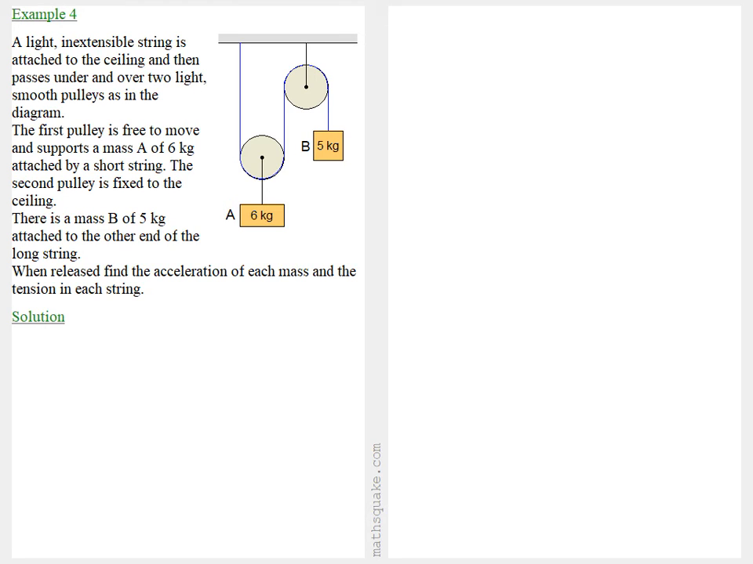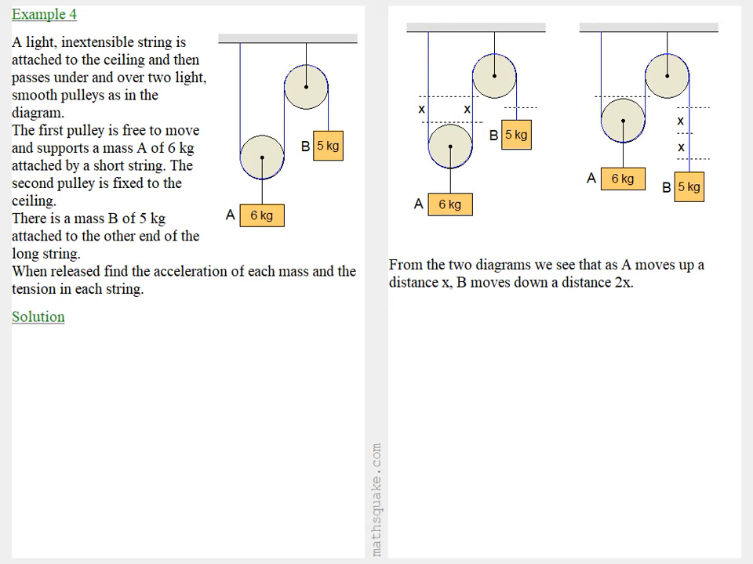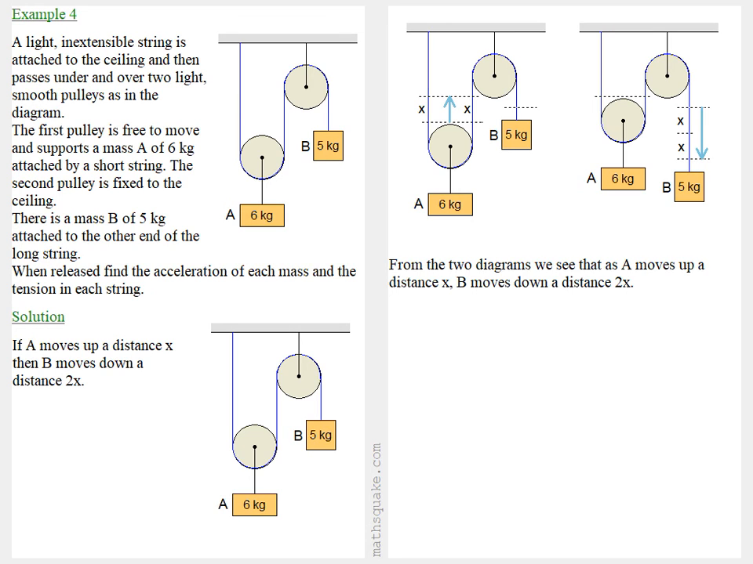Well, to solve this, we first need to find out how the pulleys and weights move relative to each other. If we look at the diagram opposite, we see that if the 6 kilogram weight moves up a distance x, the string above it will shorten by a length of 2x, which means that B will drop down a distance of 2x. So we see when A moves, B moves twice as far, which means at any given point B will have twice the speed of A, and it'll have twice the acceleration of A.